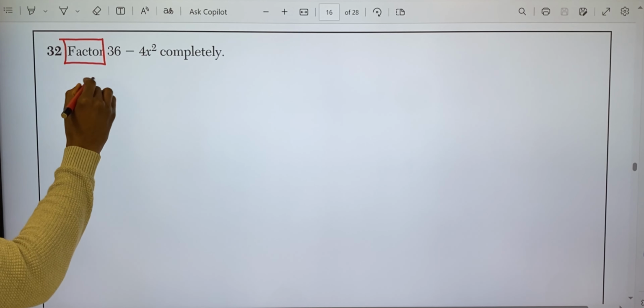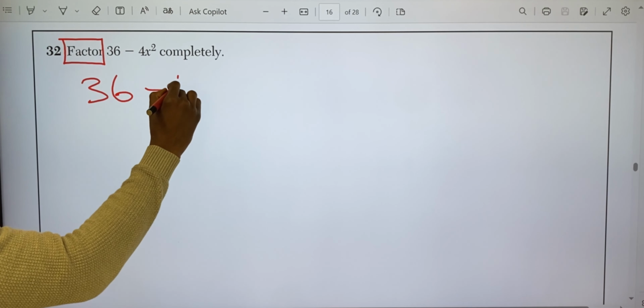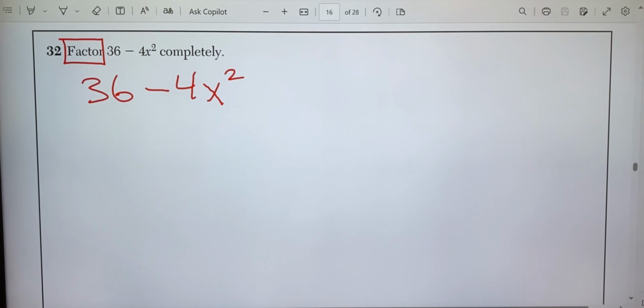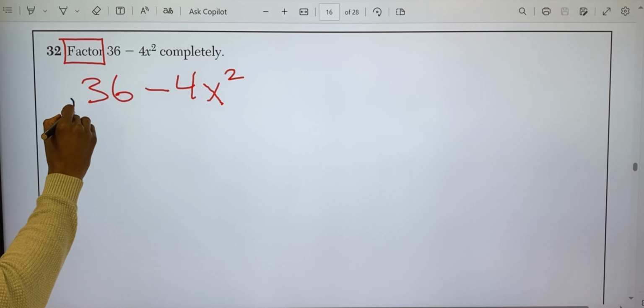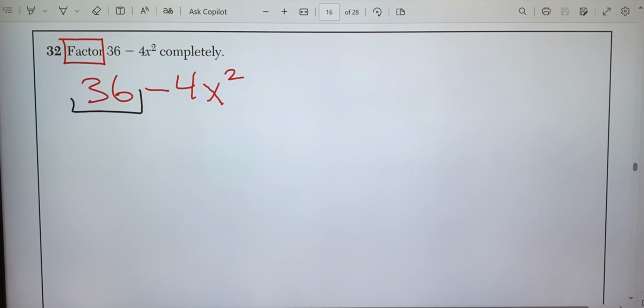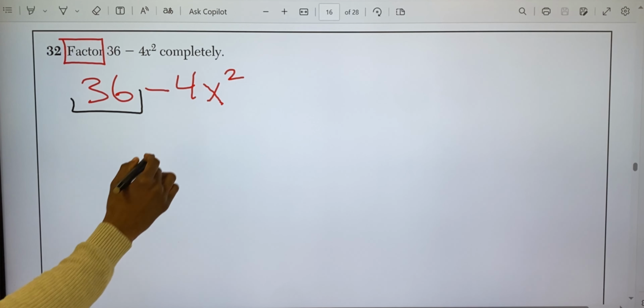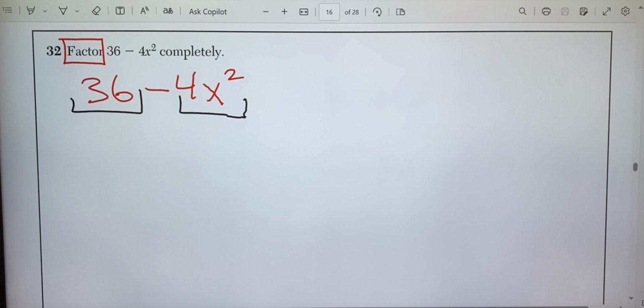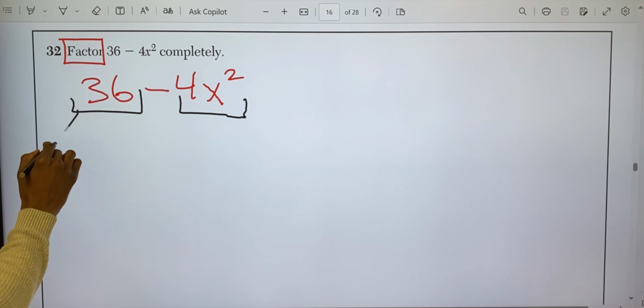Now, we have 36 minus 4x squared. What I'm going to do is, and when you get better at this, you won't need to go through this entire process that I'm giving you right now. But I'm going to write all of the factors of 36. Then I'm going to write all of the factors of 4x squared. That's what I'm going to start.